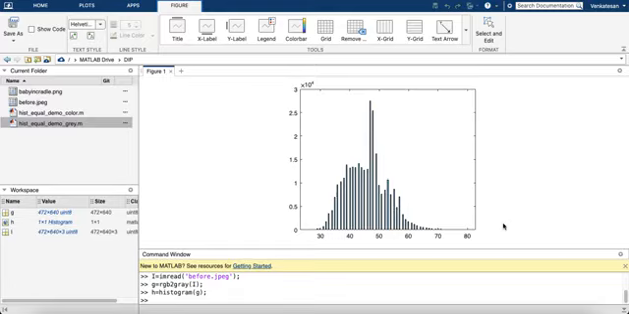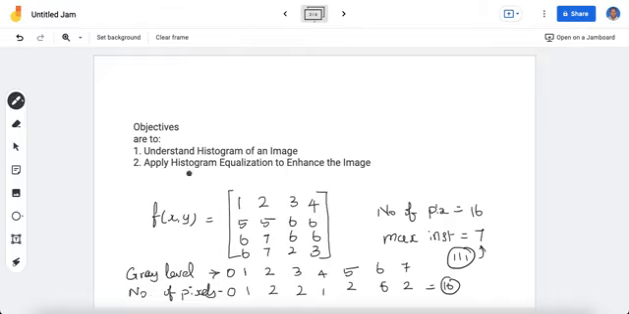Now we are moving on to our second objective, to enhance the given image by equalizing, which means we are going to distribute this particular gray information. You see, most of the gray levels occur between 40 to 60, not beyond. But actually, as it is a gray image, the pixel intensity should be distributed from 0 to 255. But here the entire pixel values are distributed between 30 to 60. So that is our second objective, to apply histogram equalization to enhance the image.